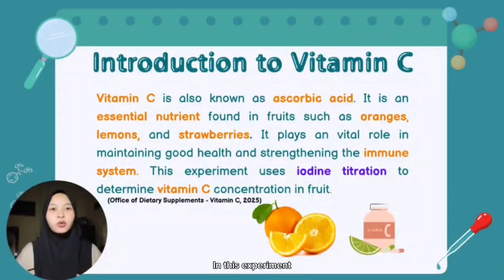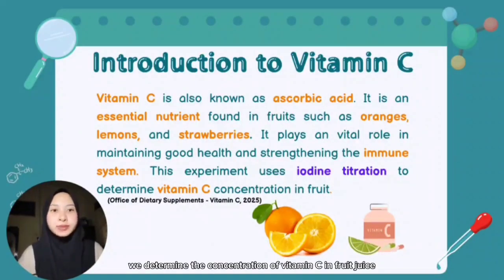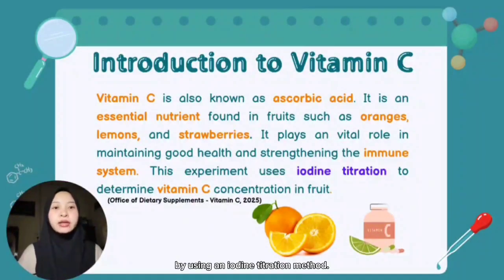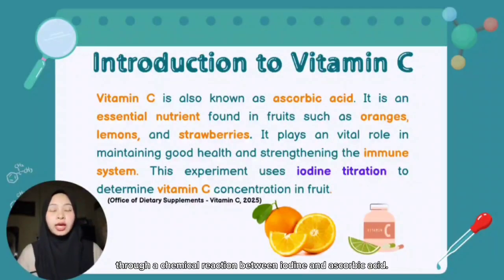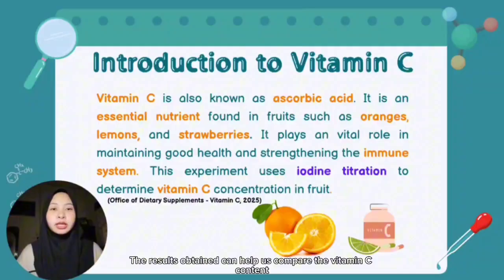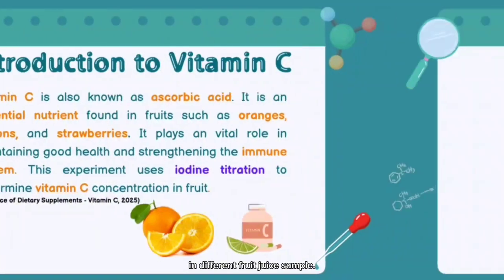In this experiment, we determine the concentration of vitamin C in fruit juice by using an iodine titration method. This method allows us to measure the amount of vitamin C accurately through a chemical reaction between iodine and ascorbic acid. The results obtained can help us compare the vitamin C content in different fruit juice samples.